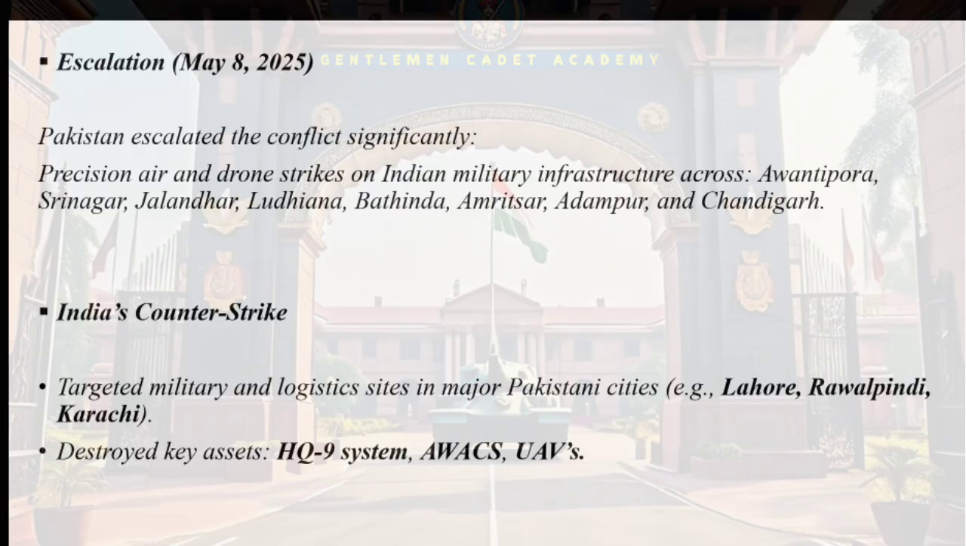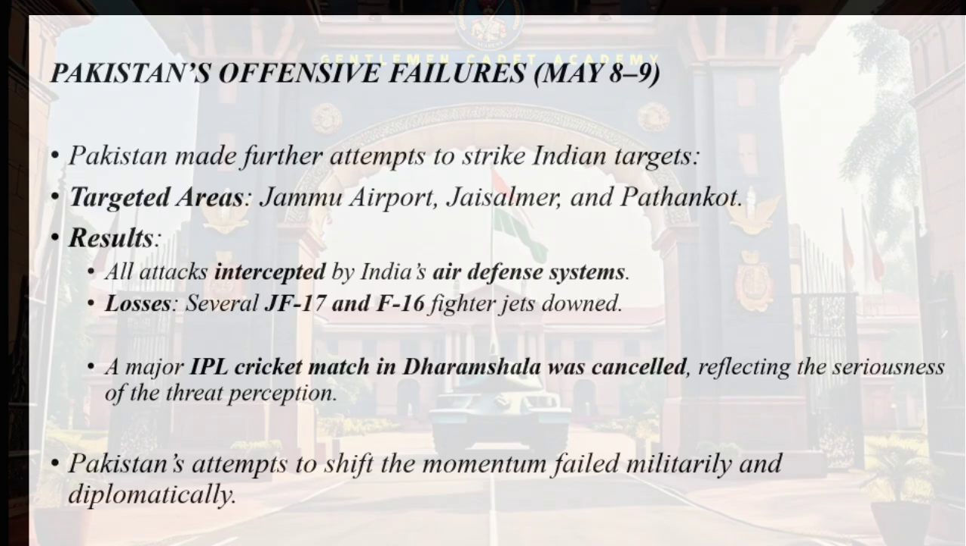It focused on degrading Pakistan's military assets, including the destruction of an HQ-9 missile battery, an airborne warning and control system, and several drone assets. India's message was very clear: any escalation would be met with disproportionate and precision retaliation, reaffirming its new operational doctrine. Then, in the following days, Pakistan made additional attempts to strike Indian military installations in cities like Jammu, Jaisalmer, and Pathankot, and all these attacks were intercepted with no damage.